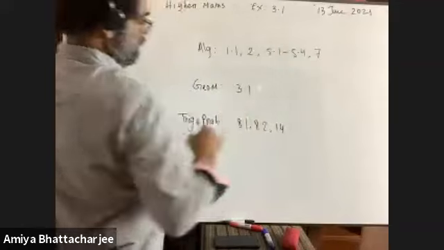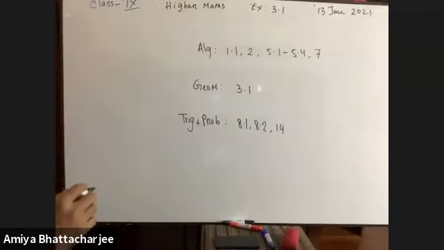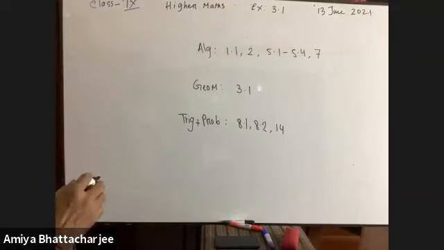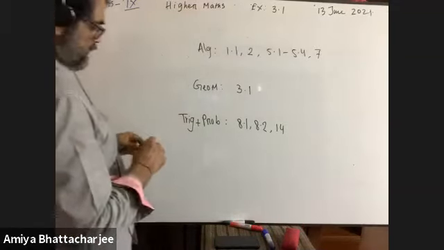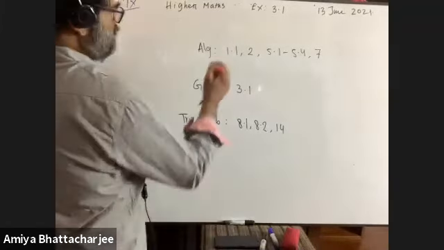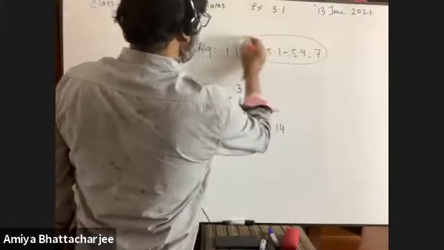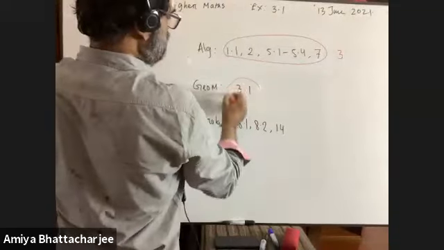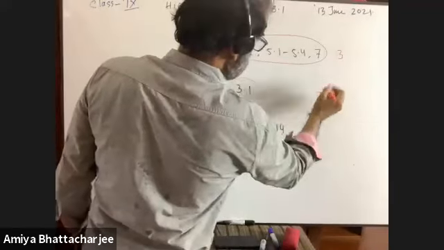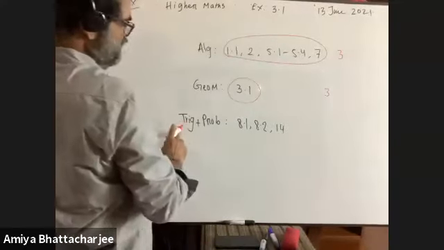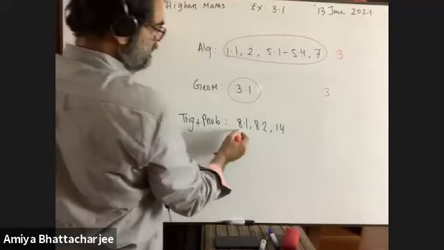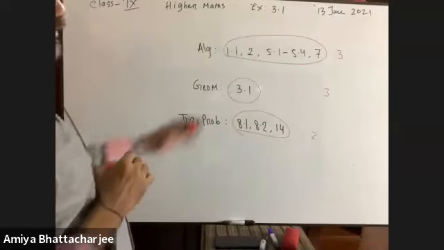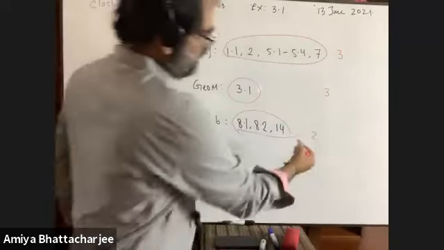Okay, it is your half yearly higher mathematics syllabus. From the algebra portion, 3 questions will be given. From geometry, 3 questions will be given. And from trigonometry and probability, 2 questions will be given. In total you are getting 8 questions.